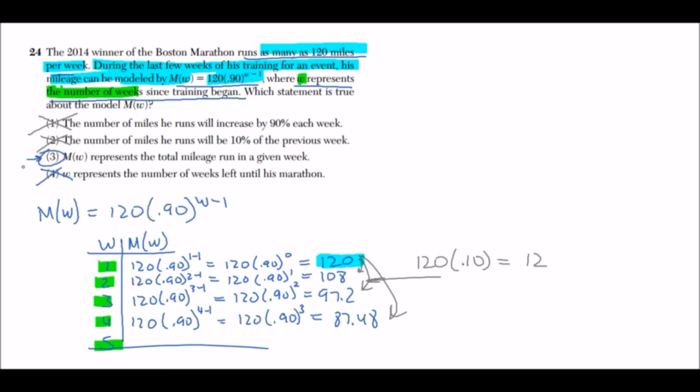So this is somewhat of a tricky question because we have to pay attention to the fact that the numbers aren't increasing, but they also aren't decreasing to 10% of the previous week. They're decreasing by 10%. So in fact, 120 minus 12 would be 108, but that wouldn't be 10% of the previous week. That would decrease by 10% from the previous week. So we have to be very careful with the wording here.